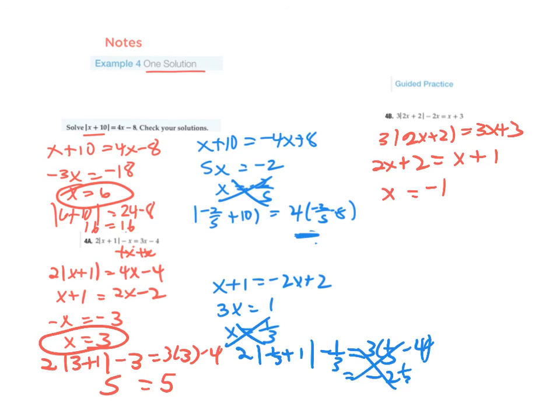I'm going to have 2x plus 2 equals negative x minus 1. So if I solve this one, add 2, I get 3x equals minus 3. x equals the same exact number. So we have the exact same solution, so there's only one answer, and that is negative 1.